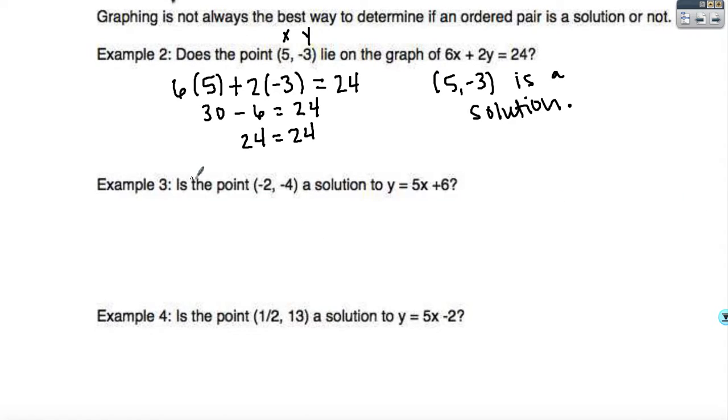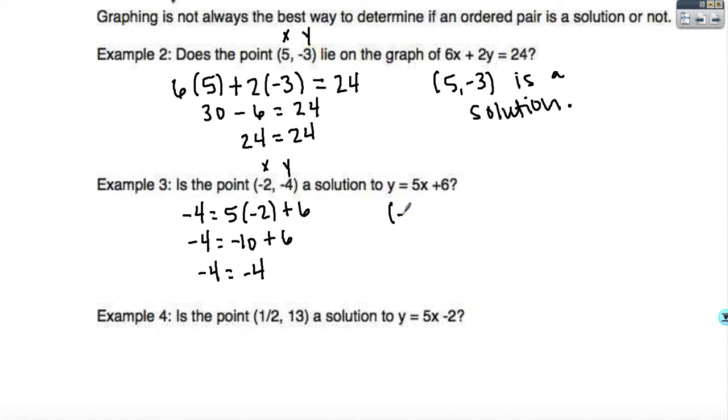In number 3, it says, is the point (-2, -4) a solution to y equals 5x plus 6? So just like before, we're going to label what our x and y is in our coordinate, and then we're going to plug those in where they should go in our equation. So the equation was y equals 5x plus 6. So we're going to have -4 equals 5 times -2 plus 6. So that'll be -4 equals -10 plus 6, and -10 plus 6 gives me -4. So because -4 equals -4, (-2, -4) is a solution.